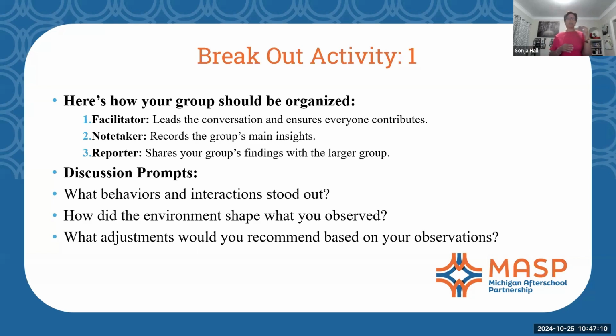So we're going to ask you guys to look at what behaviors and interactions stood out. Remember, I said the interactions are not just between the student and student or the teacher and the student, but between 3 different buckets. Although I know this was just Mr. Gregory's classroom, there were no other adults in the room. I just want you guys to focus on that teacher to student and student to student engagement. The other prompt is, how did the environment shape what you observed? And what adjustments would you recommend based on your observations?